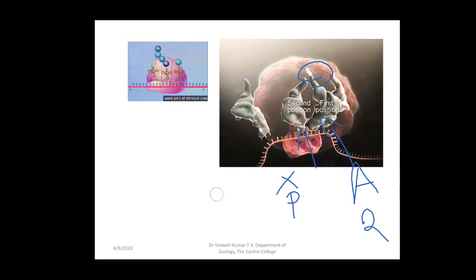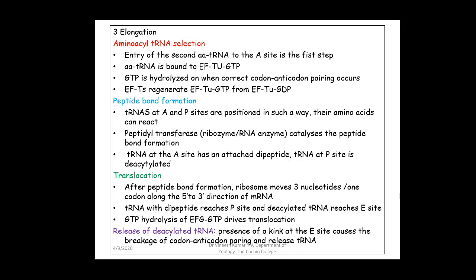Moving on to the next step, which is the process called translocation. Translocation means after the peptide bonds are formed, the ribosome will move 3 nucleotides towards the 3' direction. As we said earlier, it is moving in the 5' to 3' direction. So the ribosome moves 3 nucleotides towards the 3' direction. When this happens, the process which is called translocation occurs.